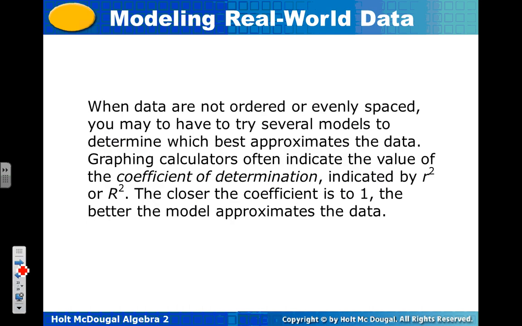Now, when data are not evenly spaced or ordered, you might have to try several models to determine which best approximates the data. Meaning you might have to try cubic regression, quadratic regression, and exponential regression on the same problem. To figure out which one to use, you look at the correlation coefficient, r squared. The closer it is to 1, the better the model approximates the data. Okay, so let's look at application number 3.